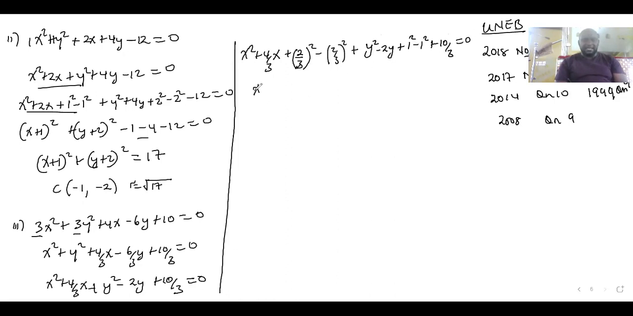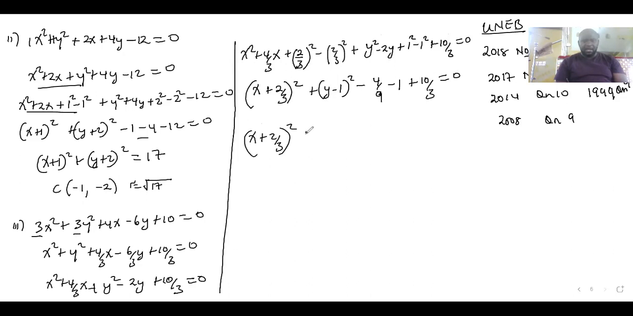With this, I'll realize x plus 2 over 3, close the bracket, to the square, plus y minus 1, close brackets, to the square, minus 4 over 9, minus 1, plus 10 over 3 is 0. Therefore, I have x plus 2 over 3 to the square plus y minus 1 to the square. This will give me a minus 14 over 9, which will call for a positive 14 over 9, minus 10 over 3 on the right-hand side.